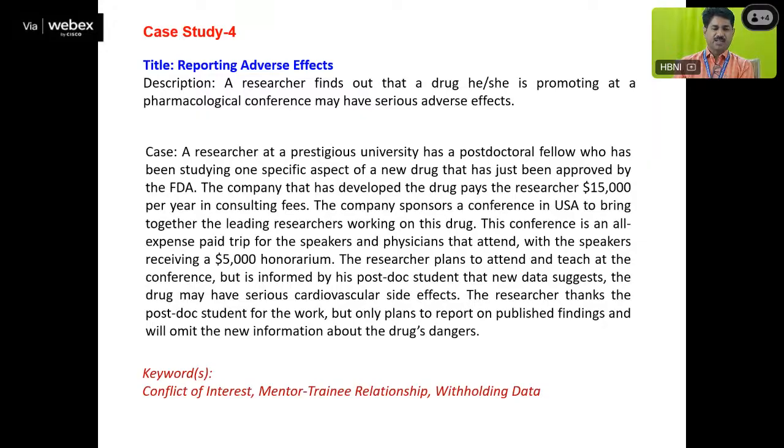information from the postdoc fellow, he did not include it in his presentation. So the mentor-trainee relationship is also questionable. Here the ethics is not properly maintained, and withholding of data is very much a wrong thing when we consider ethical practice.